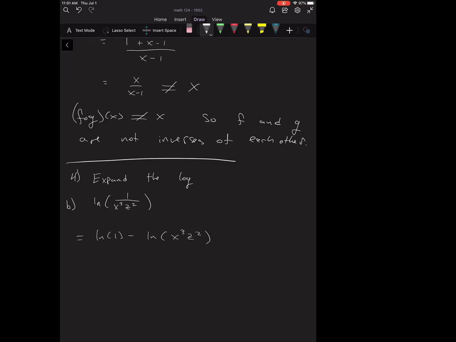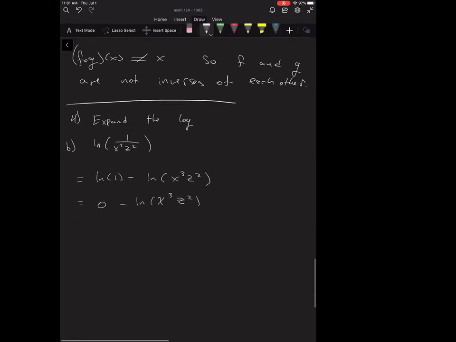Natural log of 1 is 0, so this is going to be 0 minus natural log of x to the 3 z squared. And now to expand a little bit more, well, we have multiplication on the inside here, so we can break that up with addition. So we're going to have the minus sign, and this piece right here is going to turn into natural log of x to the 3 plus natural log of z squared.